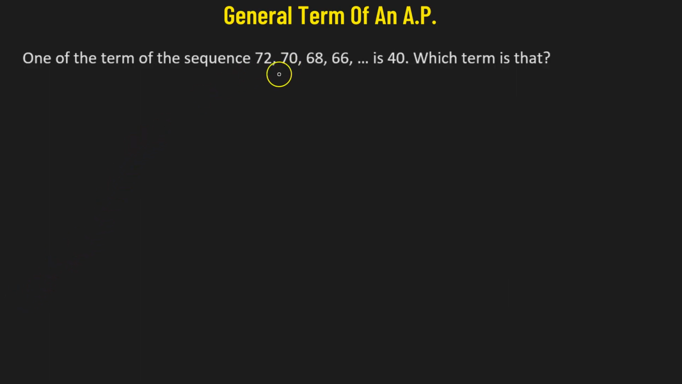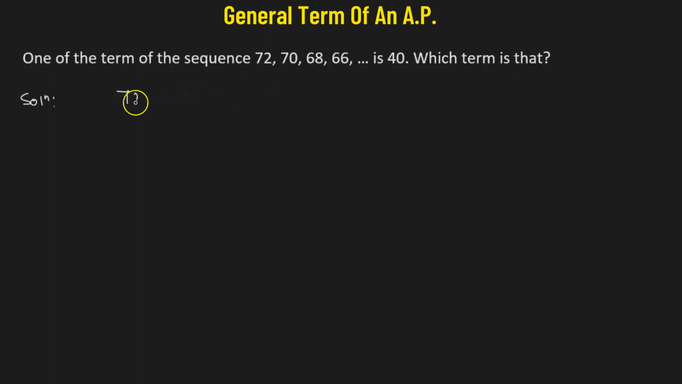Now, one of the terms of this particular sequence, 72, 70, 68, 66, is 40. We need to obtain that particular term. Now, let's begin. First, we need to check whether this sequence is an arithmetic progression or not.